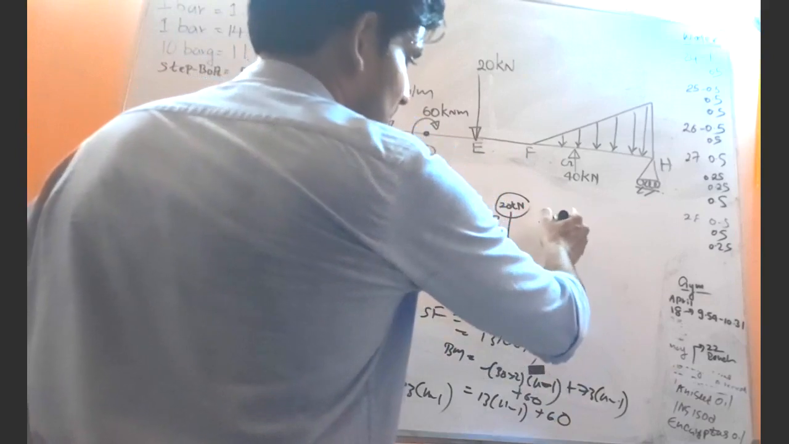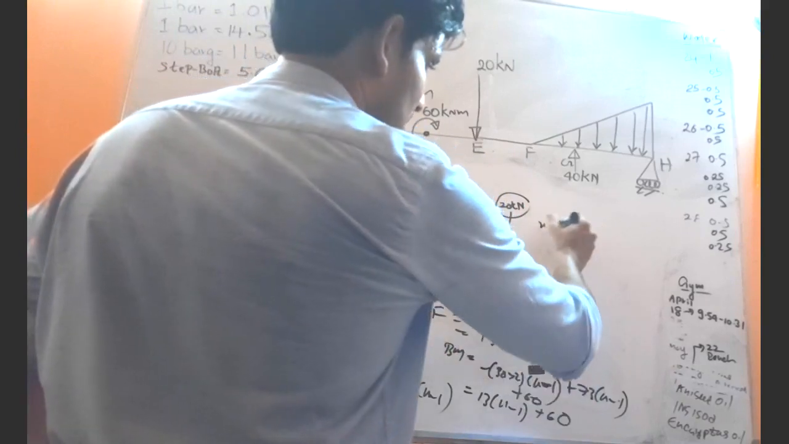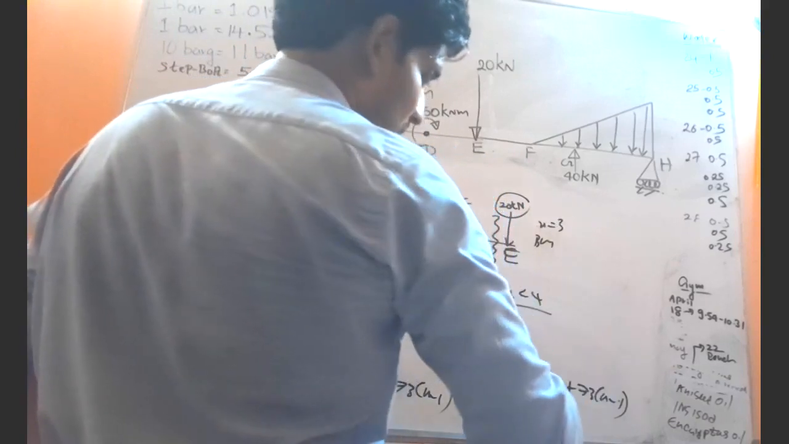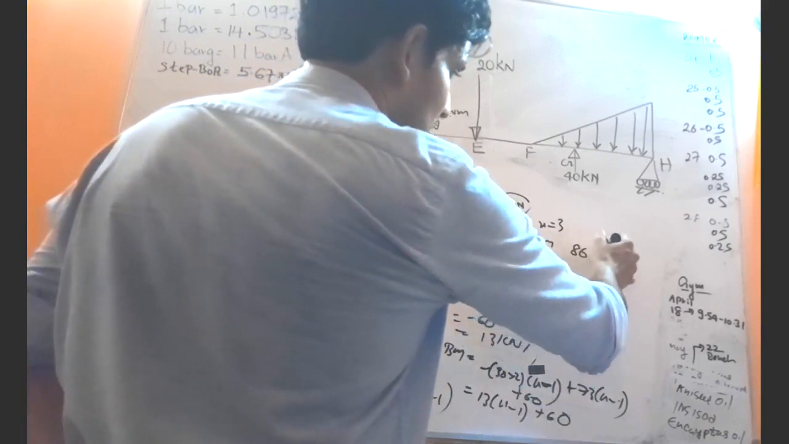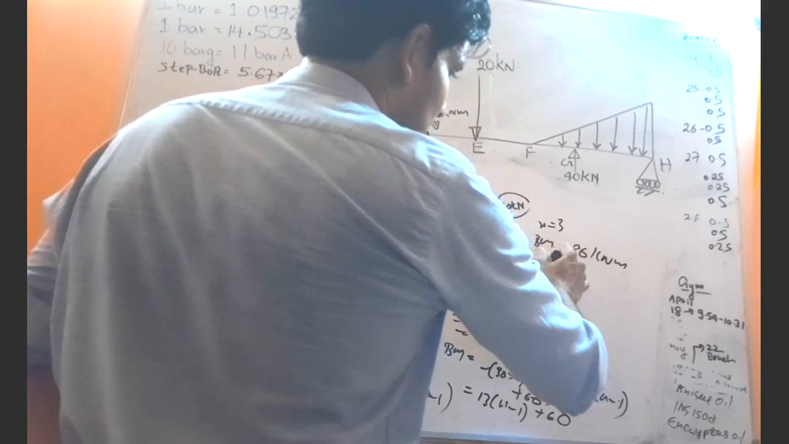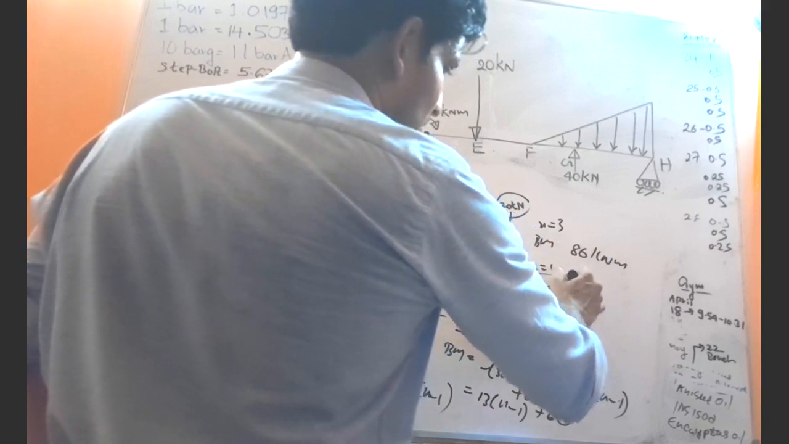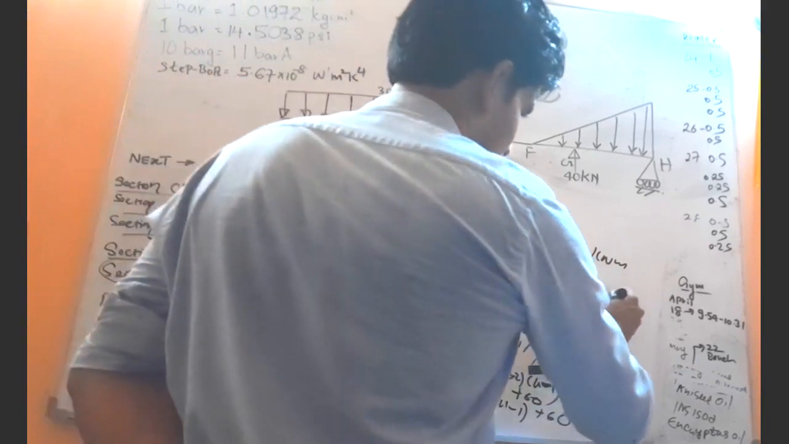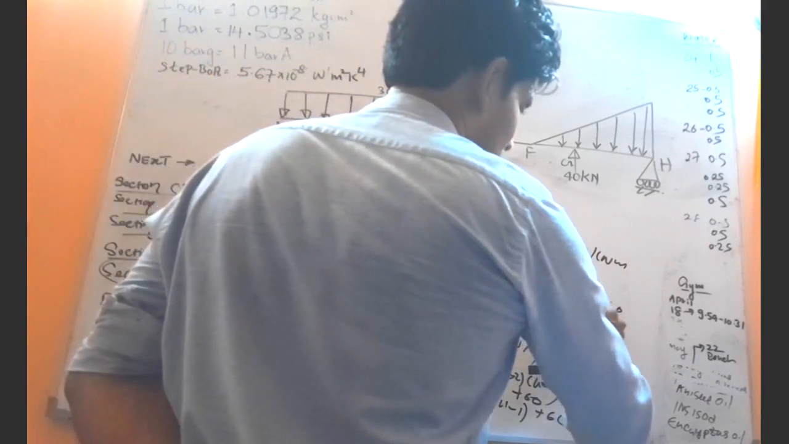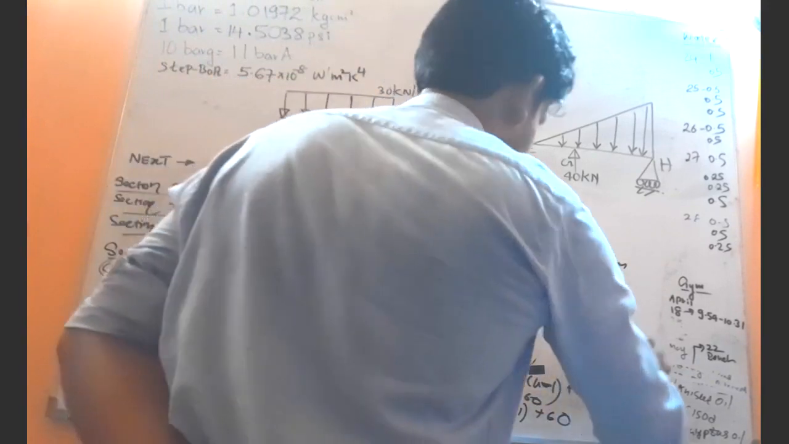So then when x equals 3, what is the bending moment? 26 plus 60, 86 kilonewton meters. When x equals 4, the bending moment will be 39 plus 60, 99 kilonewton meters.